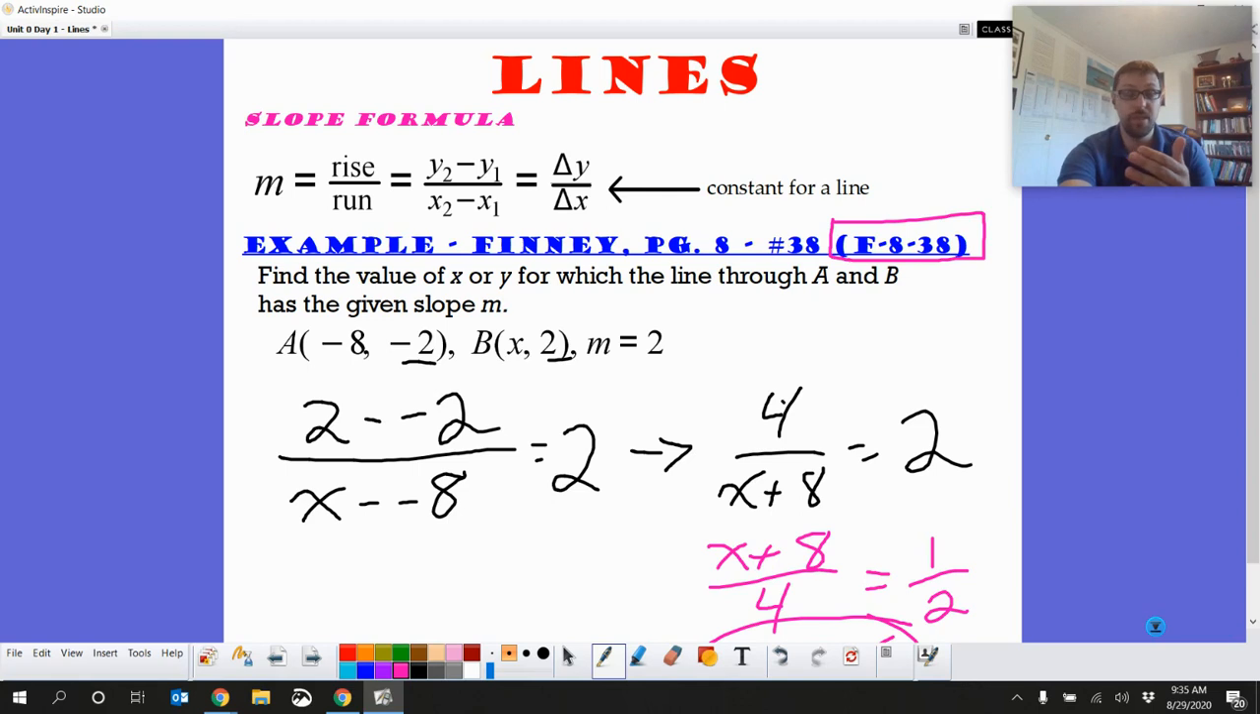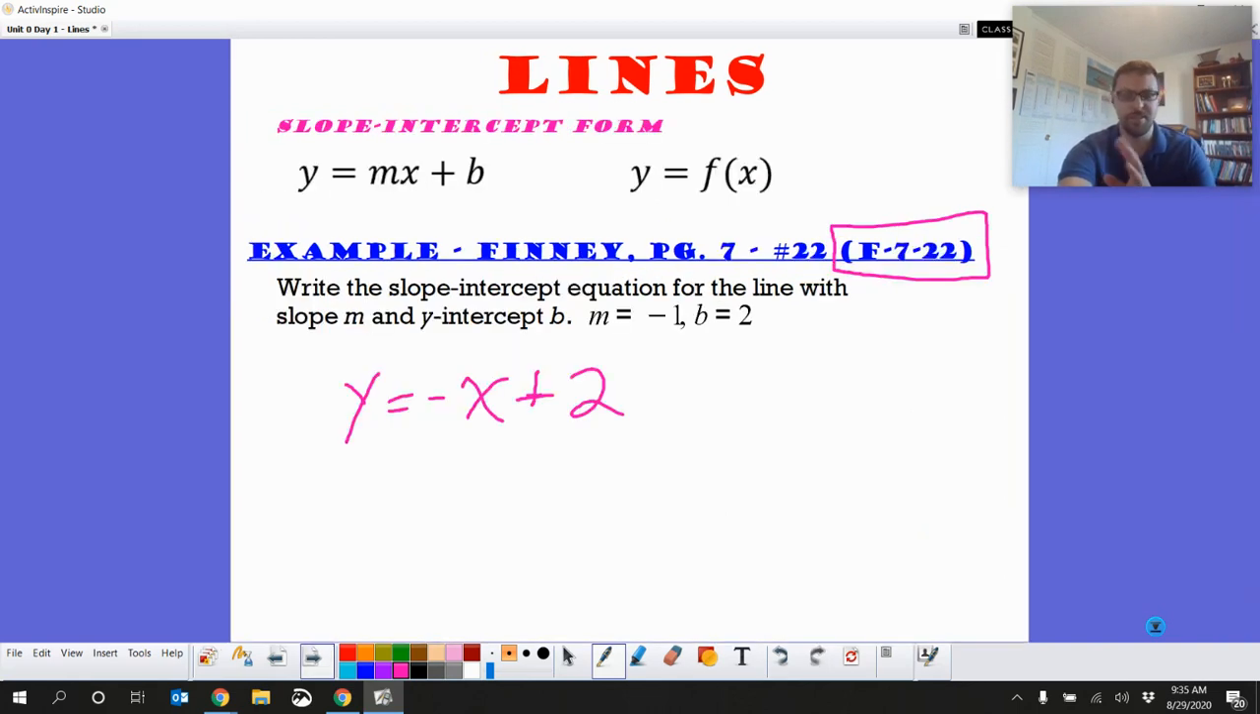That's going to help you keep up with these videos so you don't have to write out the whole problem. You can just write the stuff that I'm writing and that little piece, Finney, page 8, number 38. The reason that we say Finney is there's also the Larson book, because we work out of 2 textbooks for calculus. So don't write the whole problem, just write the important little tidbits and then Finney F-7-22 so that you don't have to write the whole problem out.